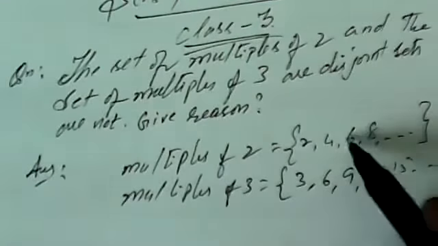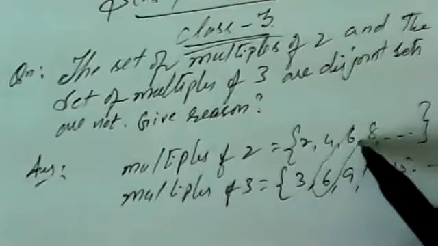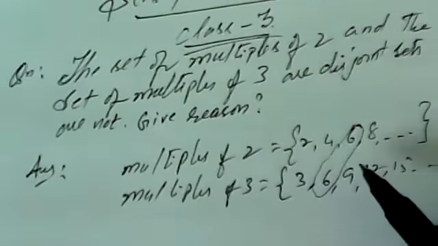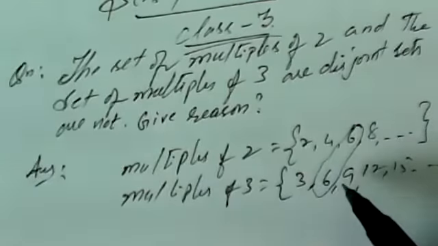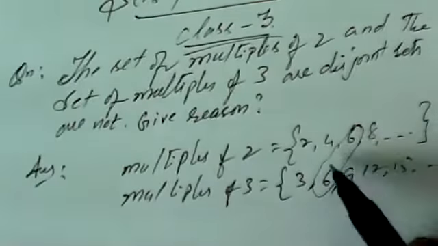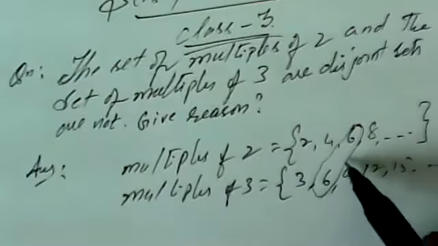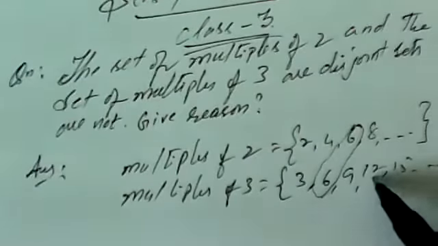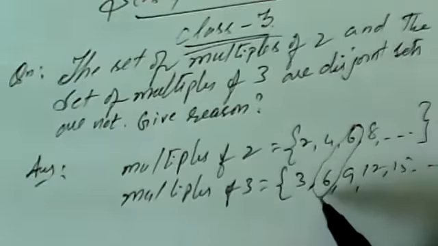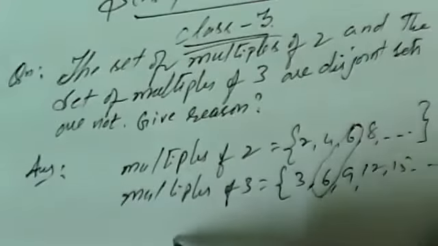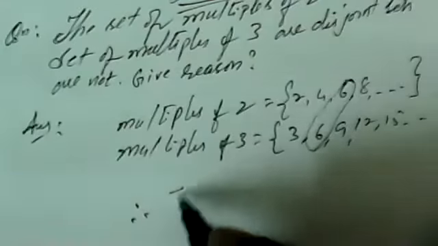So at least one element is enough. One counterexample is enough to show that they are not disjoint. Disjoint means they should not contain any common elements. But we find 6 is the common element. Not only 6, we also have 12, 18 and so on. So many are there, so one counterexample is enough. If we show that there is at least one common element, then they are not disjoint. Therefore, the given sets are not disjoint sets.